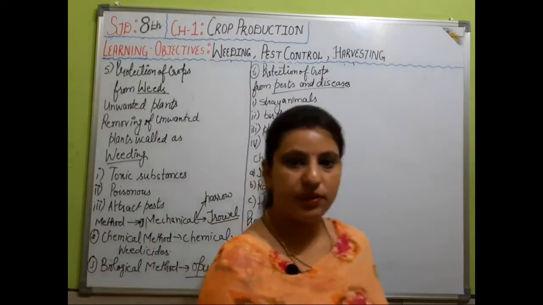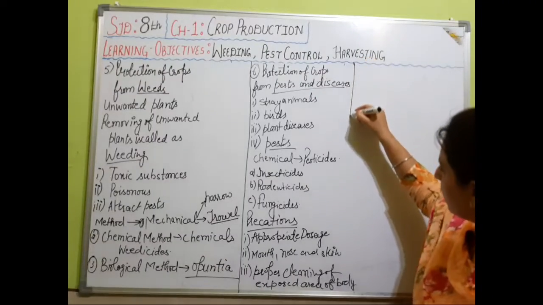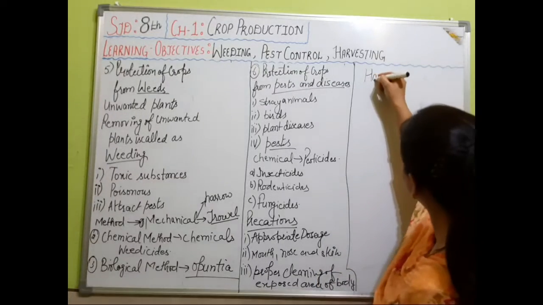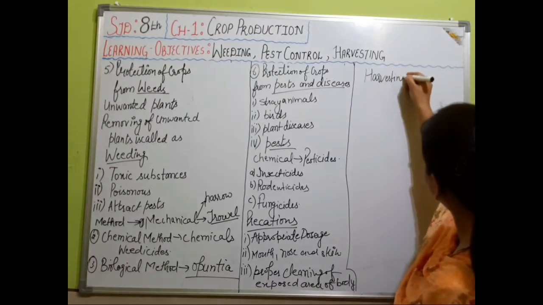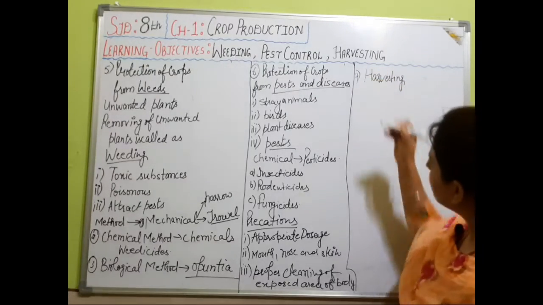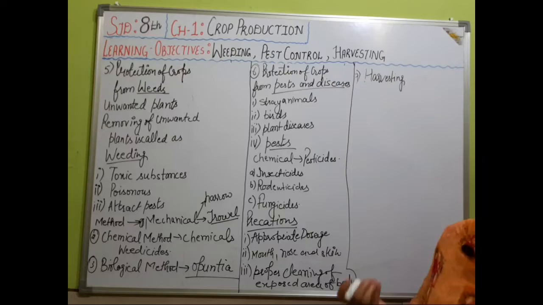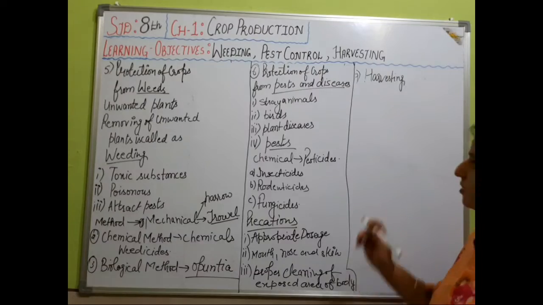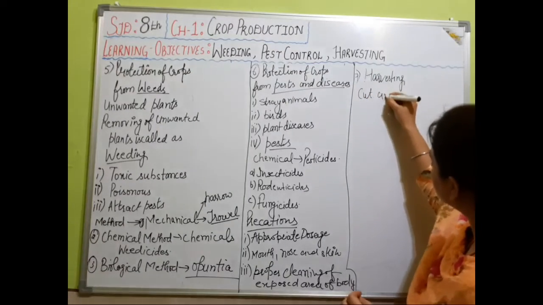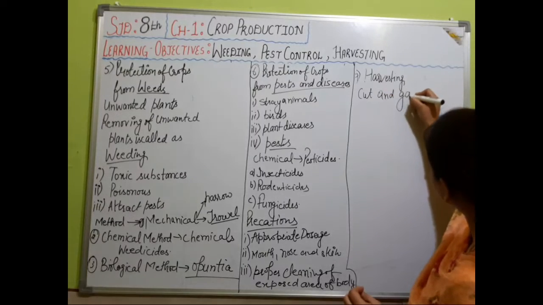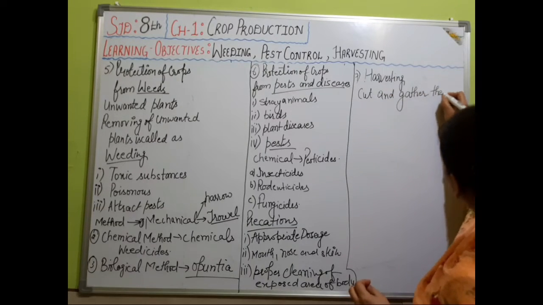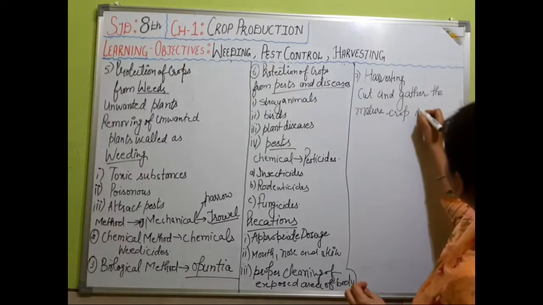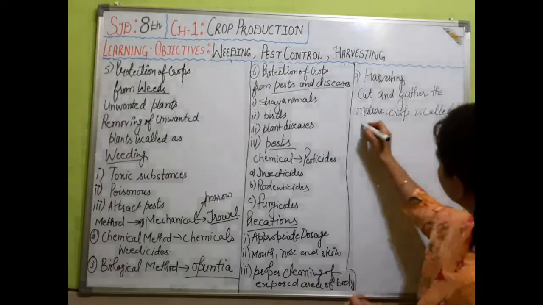Now the main step, the fruit cutting step in agriculture, that is harvesting. And this harvesting is the seventh practice in the process of agricultural practices. Now what is harvesting? Once the crop is mature, to cut and gather the mature crop is called harvesting.